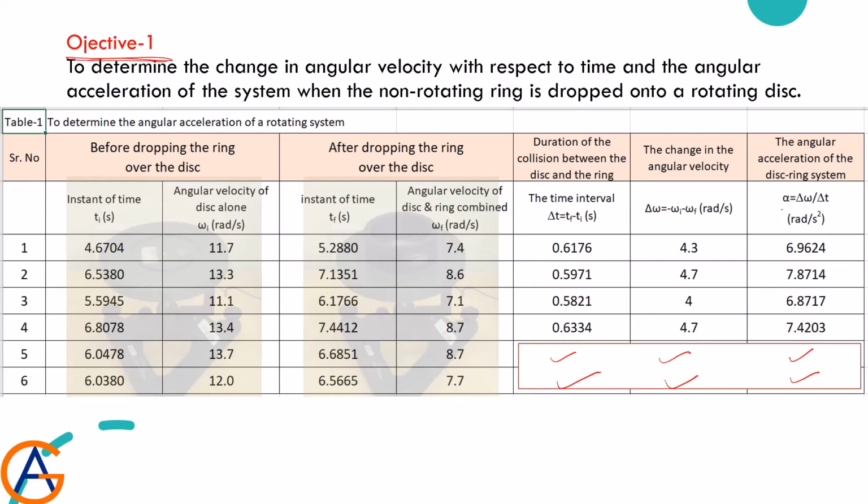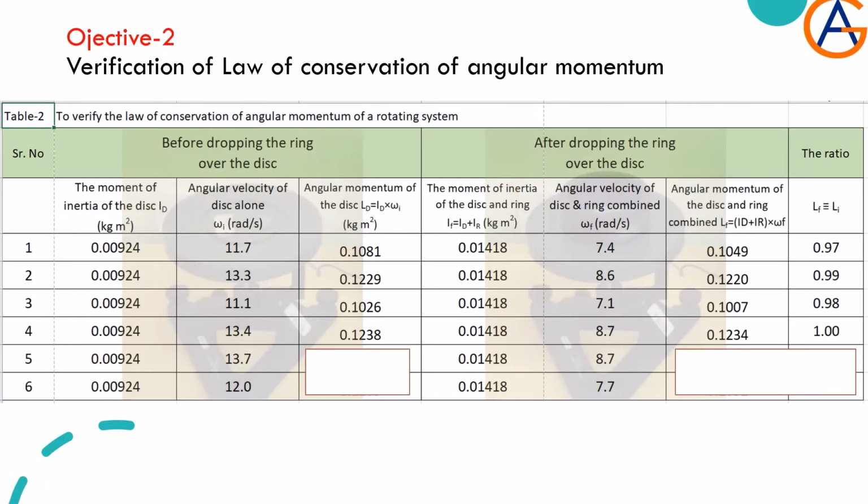Now let's go to the second objective, which is very interesting: to verify the law of conservation of angular momentum. According to the law of conservation of angular momentum, the initial momentum of the system is equal to the final momentum of the system. For objective 2 we don't require the time, we need only the omega values. In trial 1, only omega_i and omega_f are needed, not the time intervals.